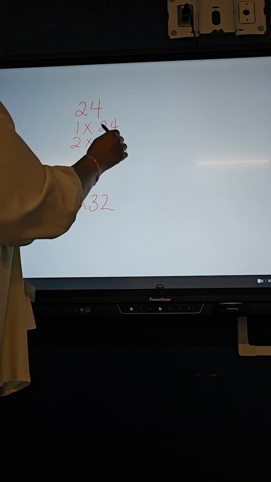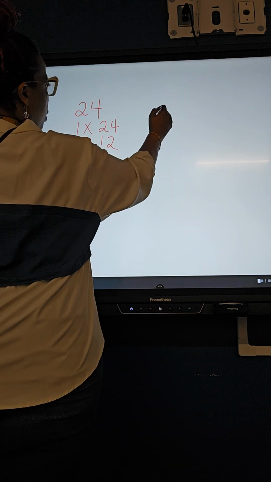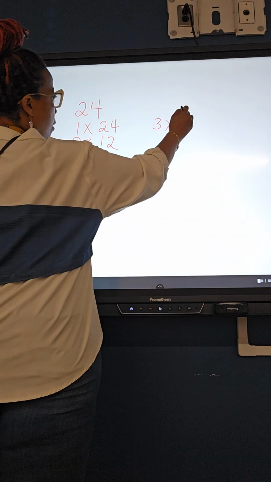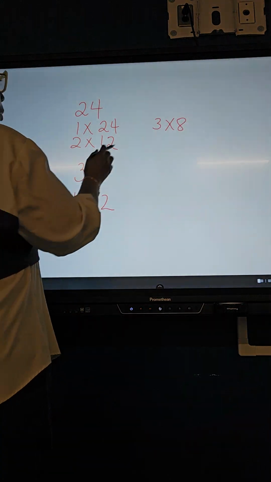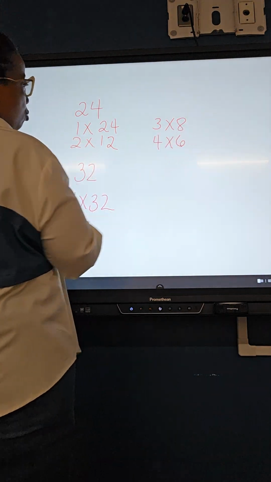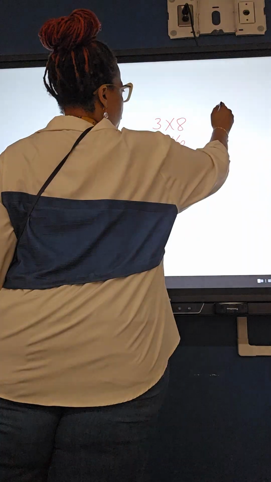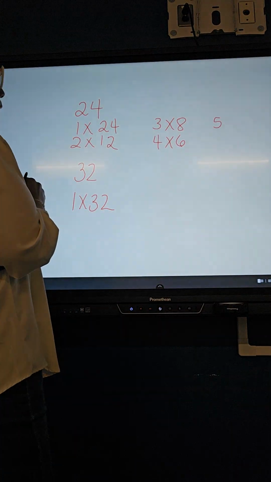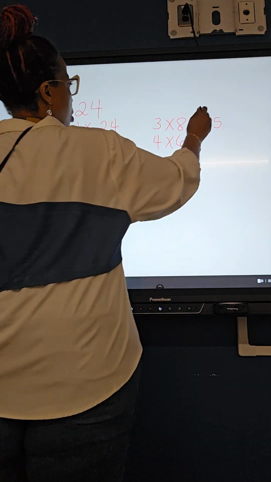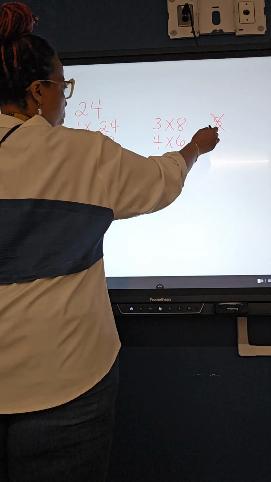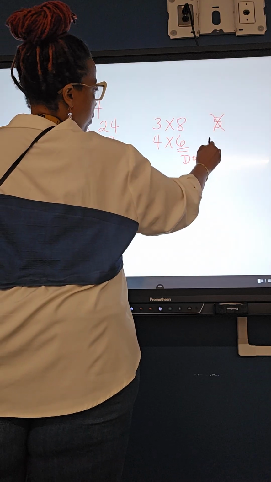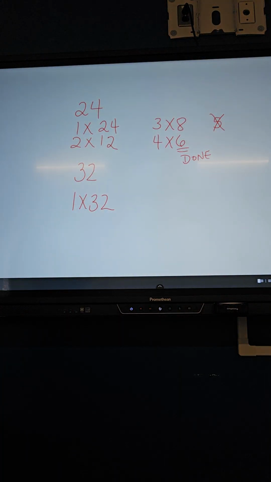Then move to the number 3. So we did 1, 2, move to 3. 3 times what is 24? 3 times 8 is 24. Now 4. 1, 2, 3, 4. 4 times what is 24? 4 times 6 is 24. What about 5? We know the multiples of 5 end in 5 or 0. So this wouldn't work. And then now we're back at 6. 6 is right here, so we are done. Once you reach a number that you've already written, we're done.